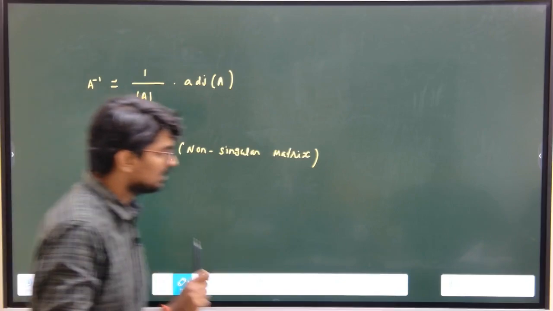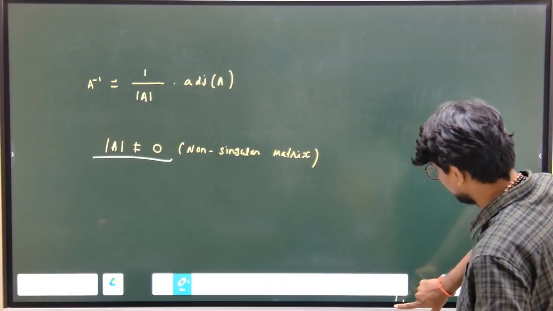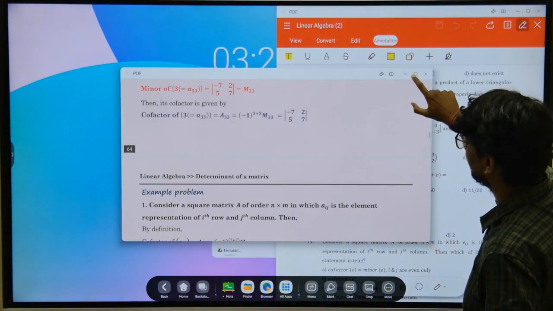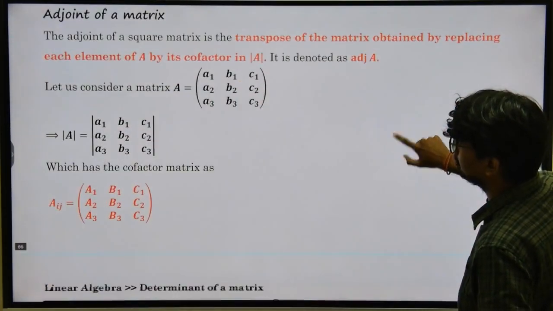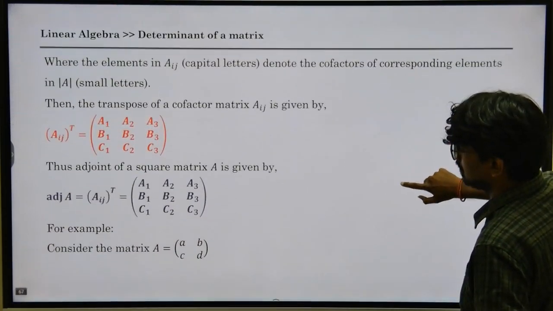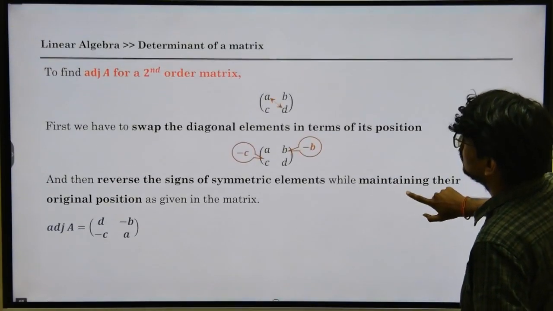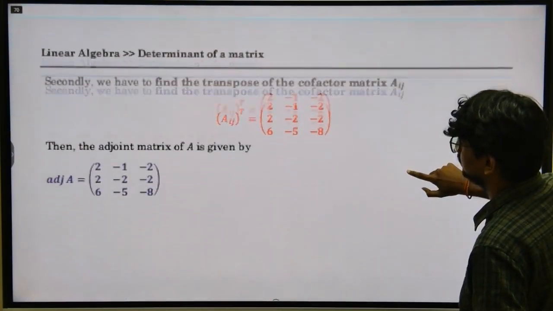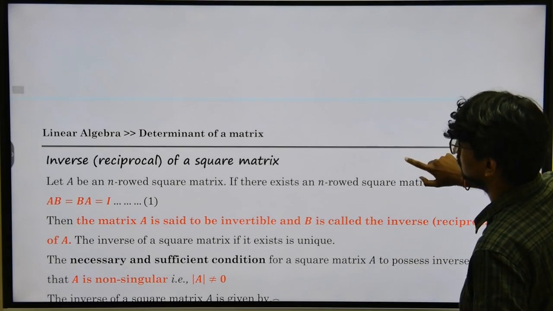Okay, just wait a moment. Let me check if there is any property. If there are properties, we will go through the properties. Examples we will do. Okay, we will solve some problems. Yeah, inverse.